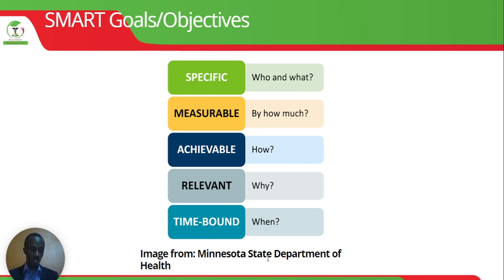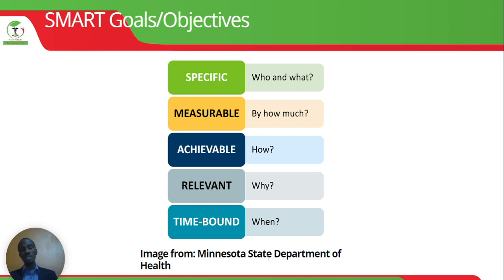So in specific, you want to answer the question of who and what. Then in measurable, you want to answer the question of by how much. And then achievable, how will you achieve those goals? Relevant, why is your goal needed in that community, and then when you plan to achieve your goal.